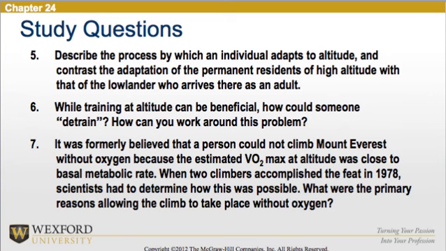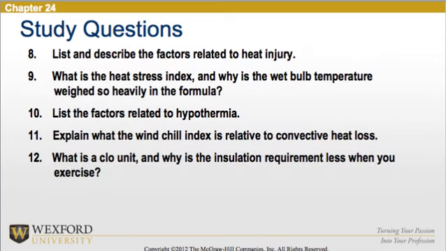7. It was formerly believed that a person could not climb Mount Everest without oxygen because of the estimated VO2 max at altitude was close to the basal metabolic rate. When two climbers accomplished this feat in 1978, science had to determine how this was possible. What were the primary reasons allowing the climb to take place without oxygen? 8. List and describe the factors related to heat injury. 9. What is the heat stress index, and why is the wet bulb temperature weighed so heavily in this formula?